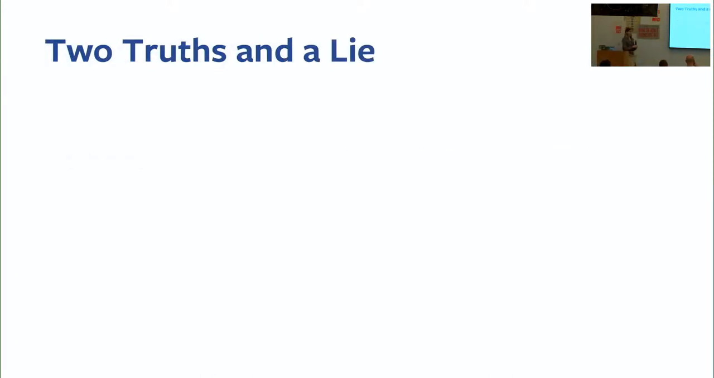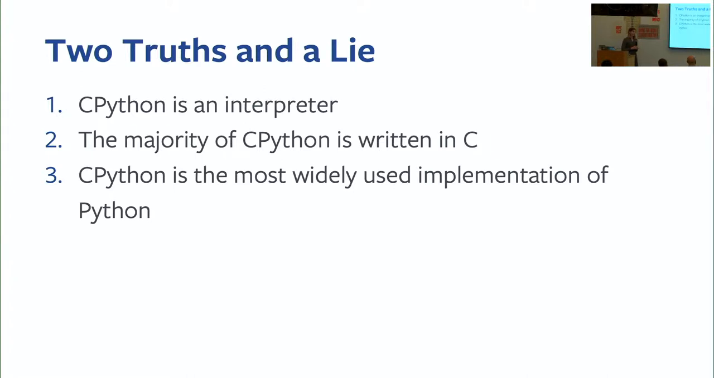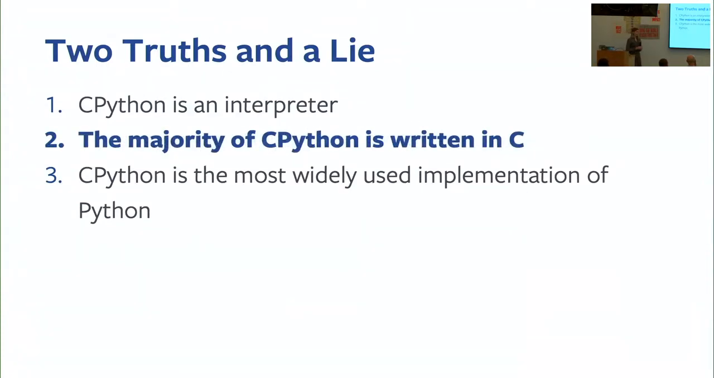So let's play a game. How many people here know how to play Two Truths and a Lie? It's pretty simple. I'm going to tell you three facts. Two of them are true, one of them is a lie, and you have to tell me which one you think is the lie. So, CPython is an interpreter. The majority of CPython is written in C. And CPython is the most widely used implementation of Python. Any guesses for which one is the lie? Two? Oh my gosh, you guys are so right. Spot on. The majority of CPython is written in C.